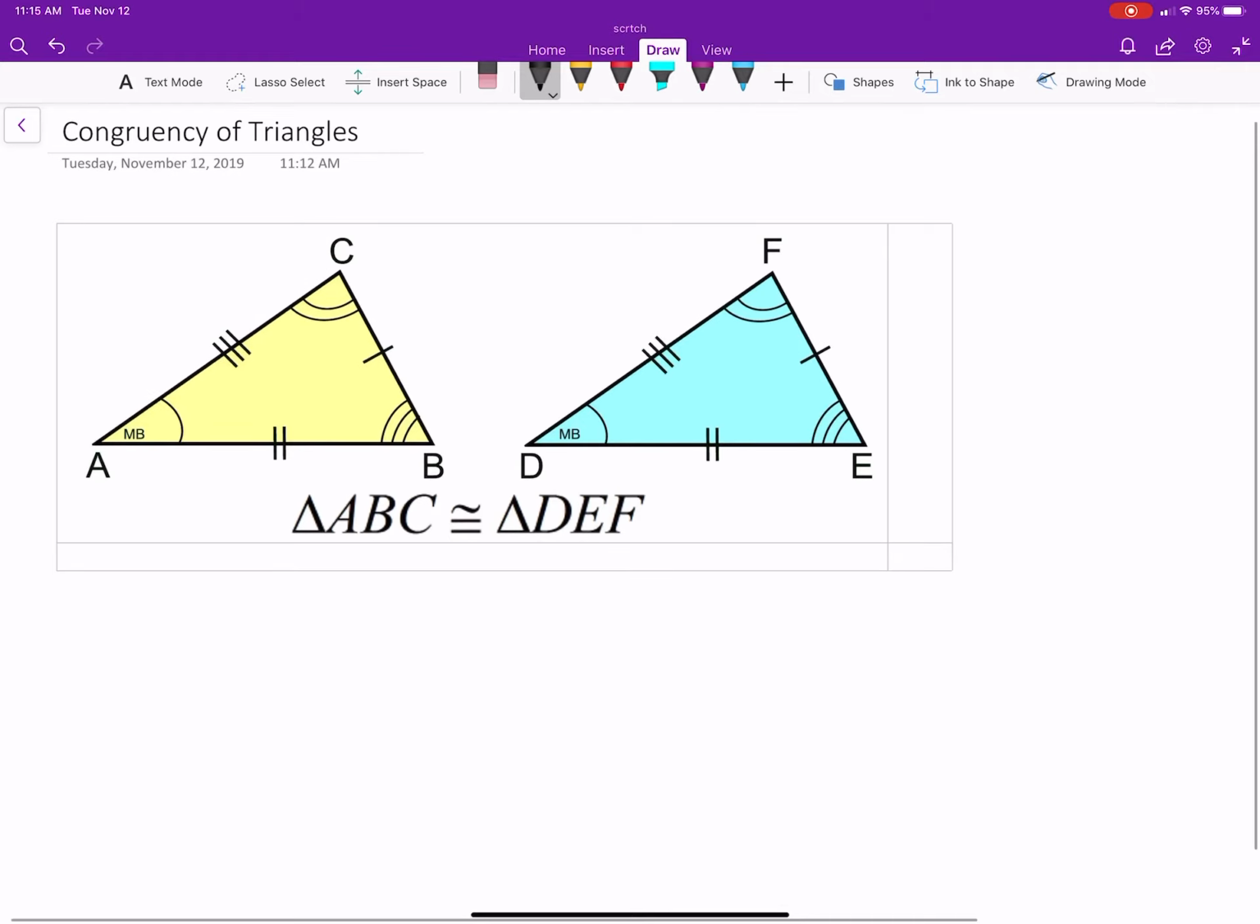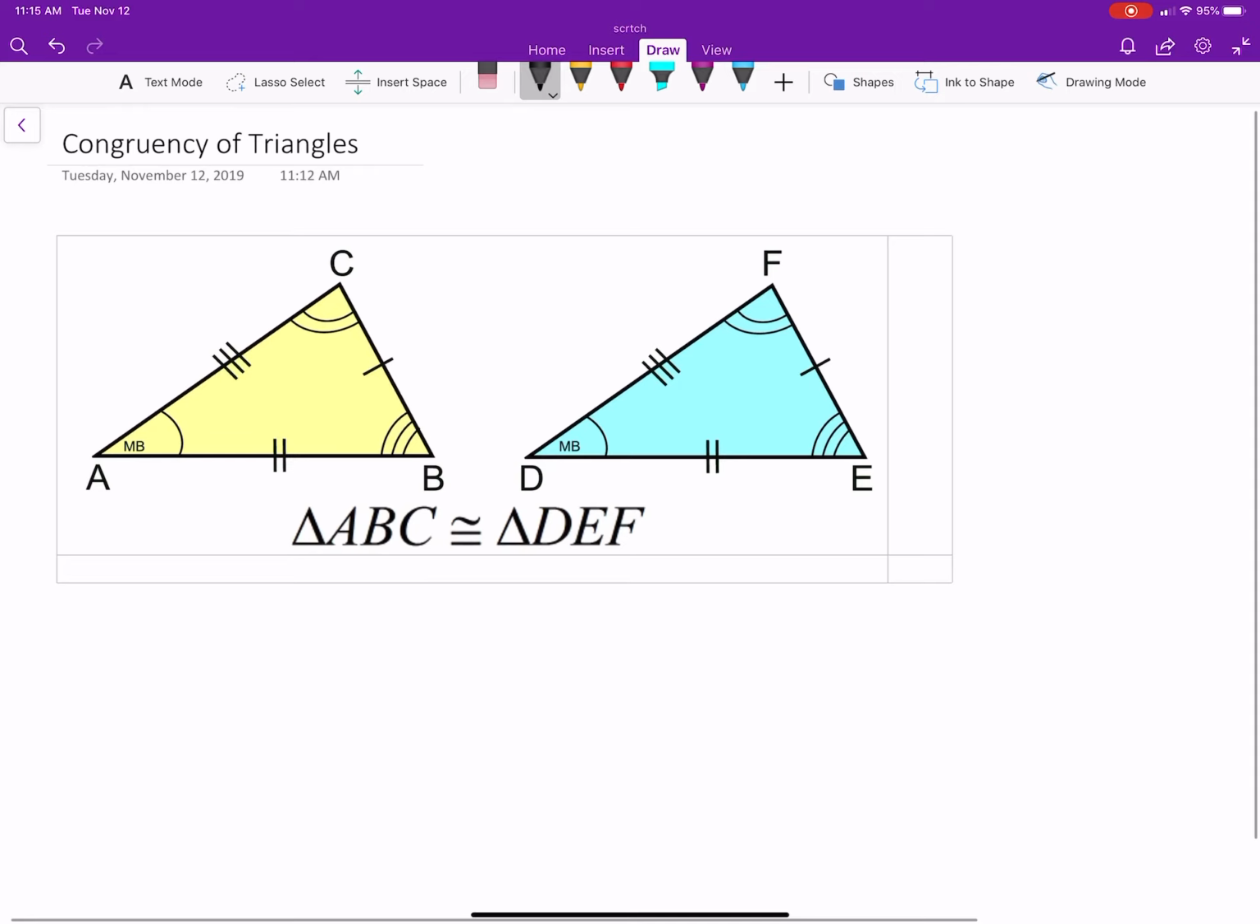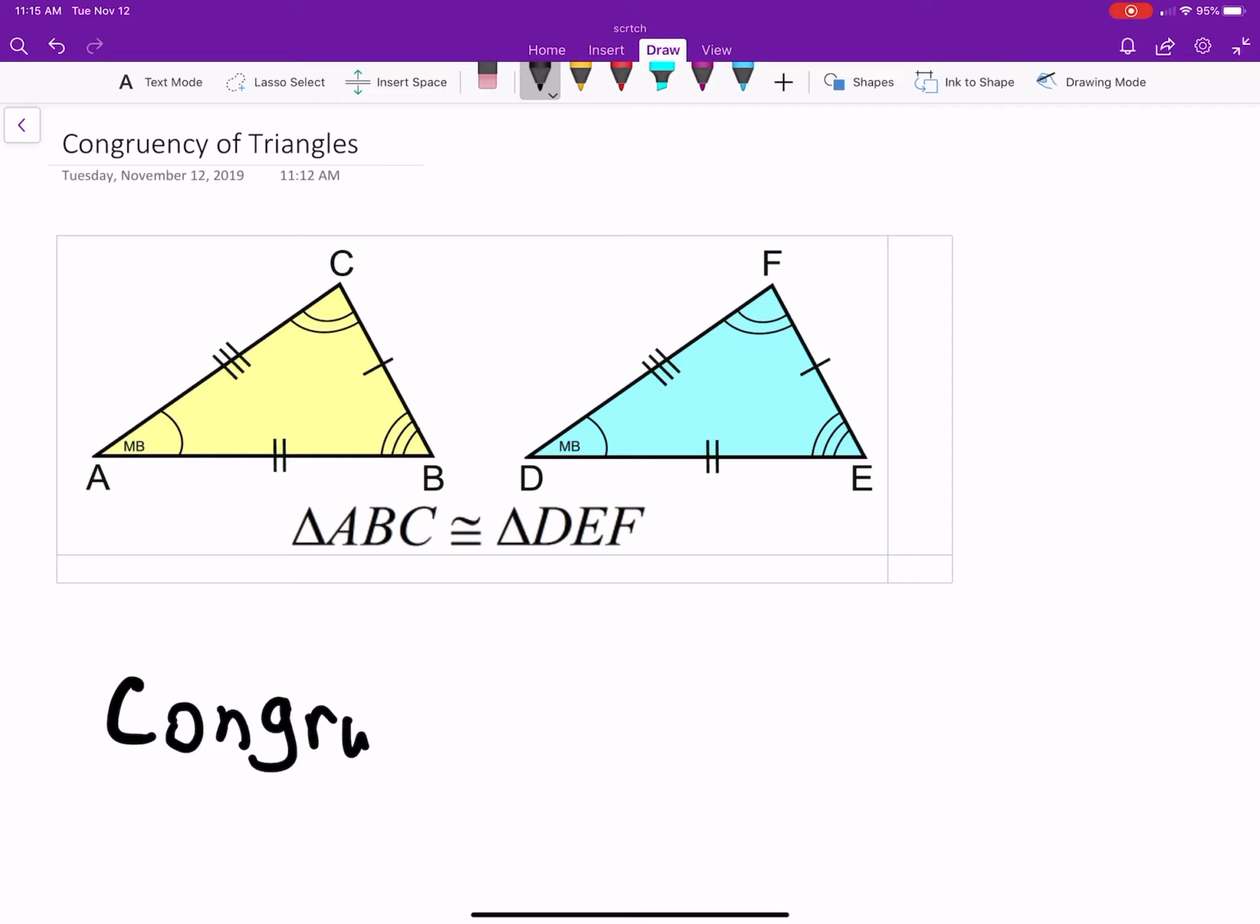Alright, so I had a request to talk about congruency of triangles, so I'm going to go ahead and talk about that. The first thing that probably should be noted is, what does it mean for something to be congruent? I'm going to start this video out. If I have to make multiple videos on this topic, that's fine, but I want to start with the basics.